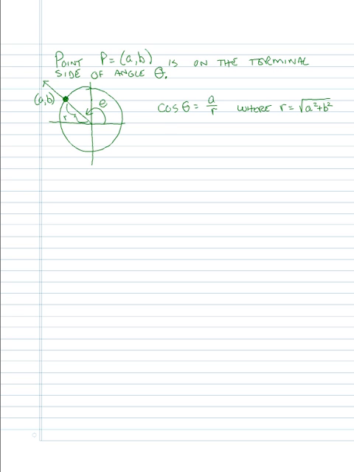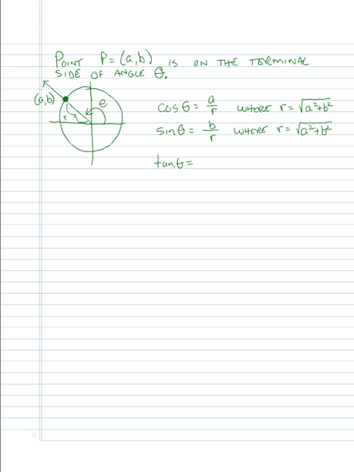And then we know from what we just saw on the previous page that the sine of theta, going through all that work, ended up being B over R. Okay, so B is the second coordinate of the point that we know that's on the terminal side. And of course, R is the radius of the circle that goes through that point. And we saw that we could calculate R by saying R is the square root of A squared plus B squared.